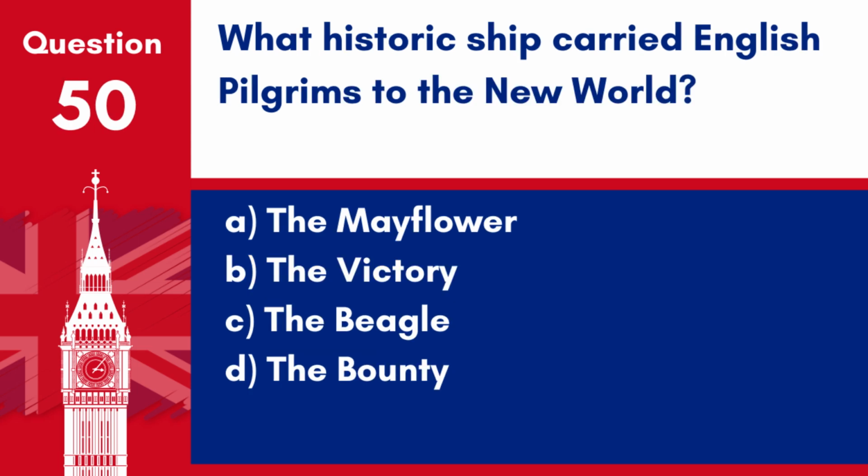Question 50. What historic ship carried English pilgrims to the New World? A. The Mayflower. B. The Victory. C. The Beagle. D. The Bounty. Answer A. The Mayflower. The Mayflower is famously known for carrying the English pilgrims to the New World in 1620, marking the beginning of permanent European settlement in North America.